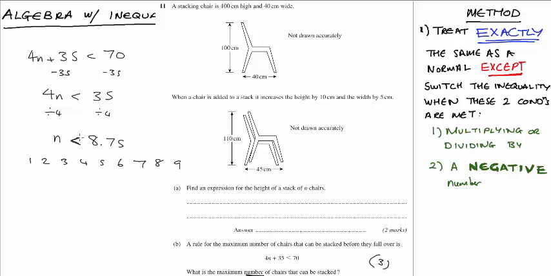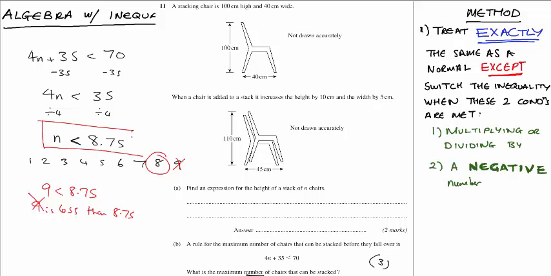Here's what you have to understand. 9 is too much. If you had 9 chairs, you'd get 9 is less than 8.75. That's rubbish. So it's not 9. The answer is 8. 8 is the most chairs which still works for this whole thing. So the answer for this should be 8. And that's how you solve it. Hopefully that makes sense as well.